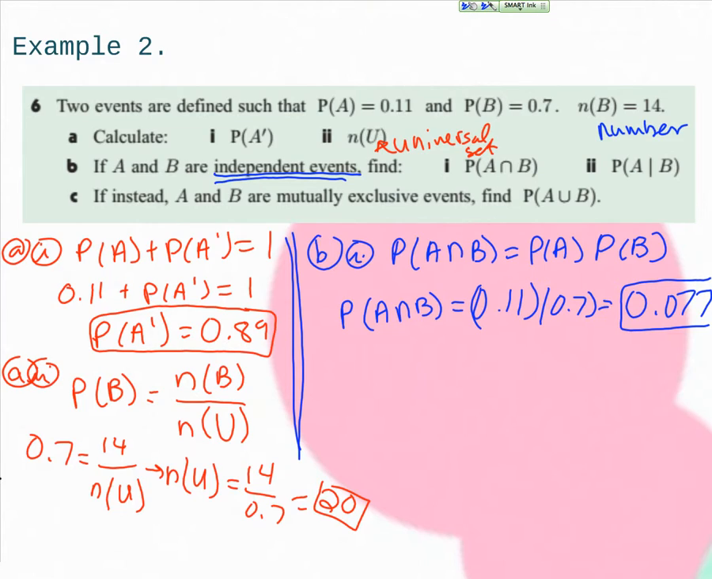And again, this formula is listed right in your packet under independent events. Like it says independent events, there it is. So you don't have to memorize these formulas, they're right there for you.